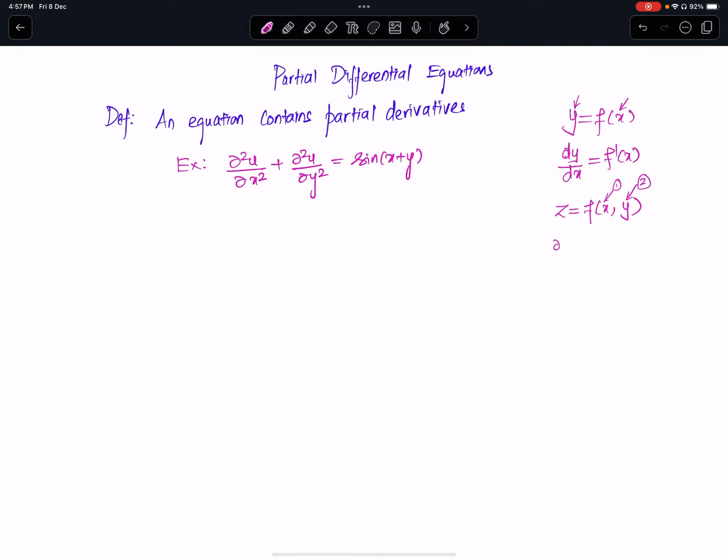So we write dou z by dou x. When you see this dou, it means this z depends on two or more independent variables. So we say dou z by dou x equal to f dash of x comma y, and dou z by dou y. Don't forget, whenever we use dou, it means the function depends on two or more independent variables. So it is f dash of x comma y.